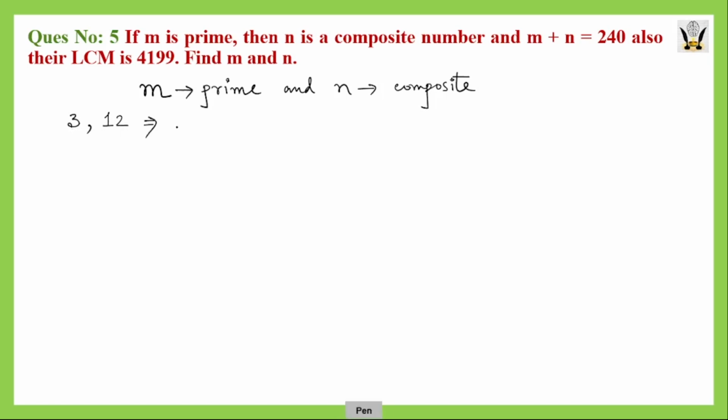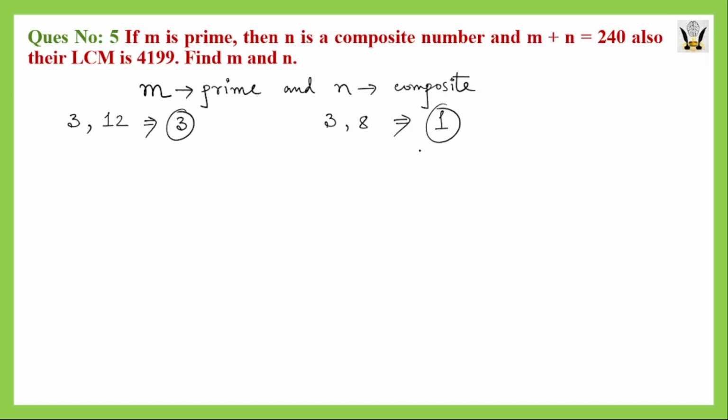Then what will be their HCF? Their HCF will be 3, right? Now suppose we have again the same first number, prime number 3, and the second number is 8, which is a composite number. And what will be their HCF then? Between these two numbers there is no common divisor except 1. So the highest common factor will be 1 only.